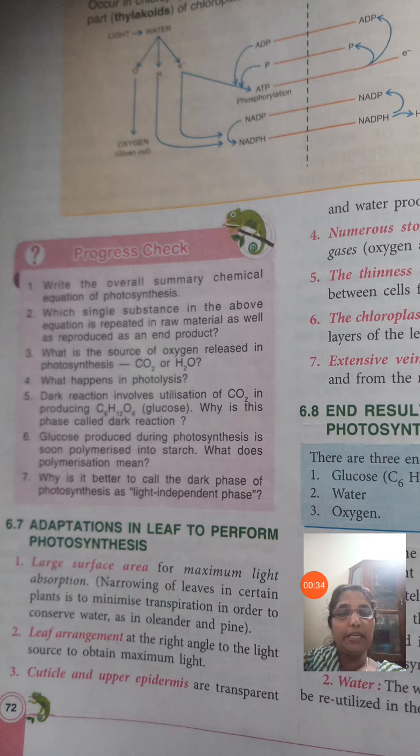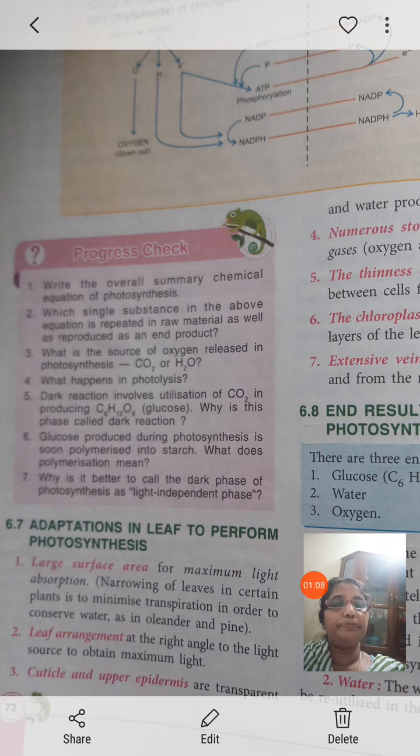The second point is leaf arrangement. You have learned in botany, in plant life, how the leaf is arranged to get enough sunlight: at right angles to each other, in alternate or opposite arrangement. Then point 3 is that the cuticle and upper epidermis are transparent. You learned the structure of the leaf; its upper and lower epidermis are transparent.